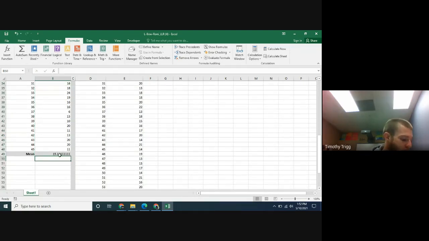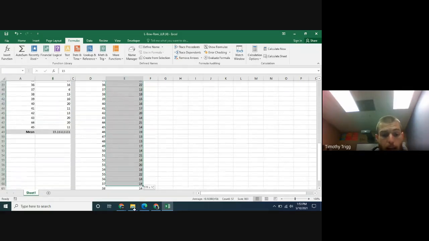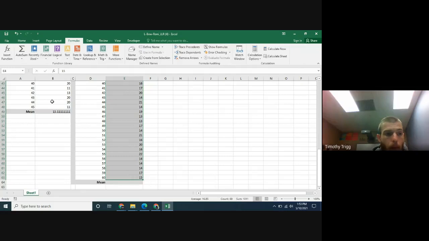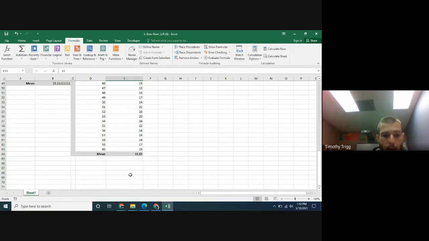So you can see the average for the red box, there was 15.111 repeating average there. So we're going to call it 15.11. 15.11 is the average number of people that said they would buy the Algebra 2 with the red box. Let's go ahead and do the same for the blue box. So I'm going to highlight this column and go to AutoSum, Average, and it spits out the average right down here. So here, 16.85.